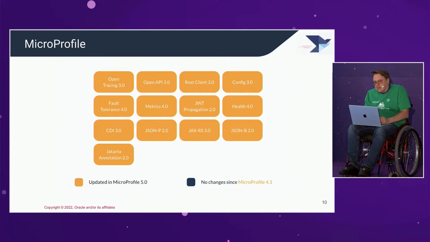That means that, for those of you who don't know, this is a set of specifications, currently 13 main specifications, which are specially designed for the microservices world. That means that they are not implementations, they are specs that Helidon is implementing in this case. So to make your code really portable, when you implement this specification, you can easily migrate from servers like Open Liberty.